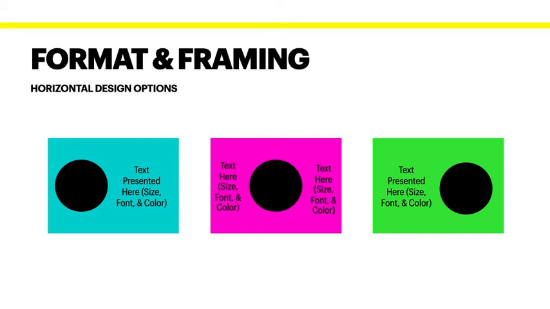And on our final example, the one on the right in the green, we have the text presented on the left-hand side of the screen, and we have the right side having that black dot representing the image.